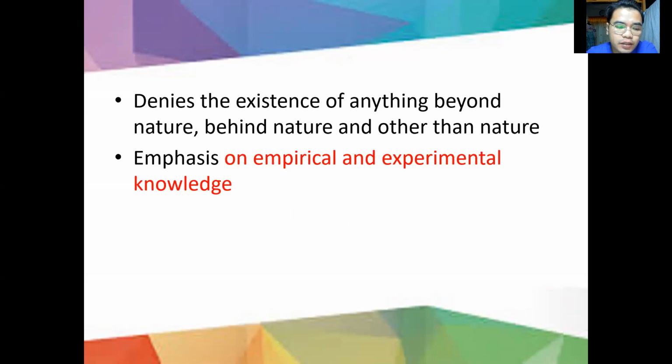Naturalism is closely linked with realism because we think that what is real is actually things that we can observe, that we can sense with our five senses. Because of that belief that we deny the existence of anything beyond nature, naturalists have emphasis on empirical and experimental knowledge. Empirical knowledge are those that can be experimented upon, that can be manipulated, gathered, and observed. In other words, where you can apply the scientific method.